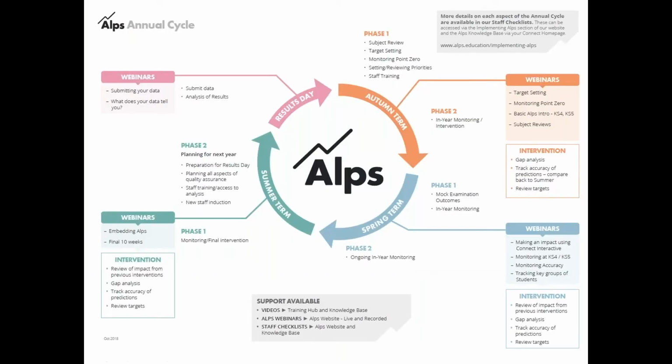That's what our annual cycle usually looks like. And to an extent, you know, it's going to look like this again this year, I think, in a sense. You know, at the beginning, you've got subject reviews, maybe not so much of that this year as it's the most likely CAGs that were awarded. Target setting, monitoring point 0, what are our priorities, staff training, all of that, new staff who don't know Alps, all of that probably going on right here, right now. And clearly you will still have mock exams and in-year monitoring, etc., etc.